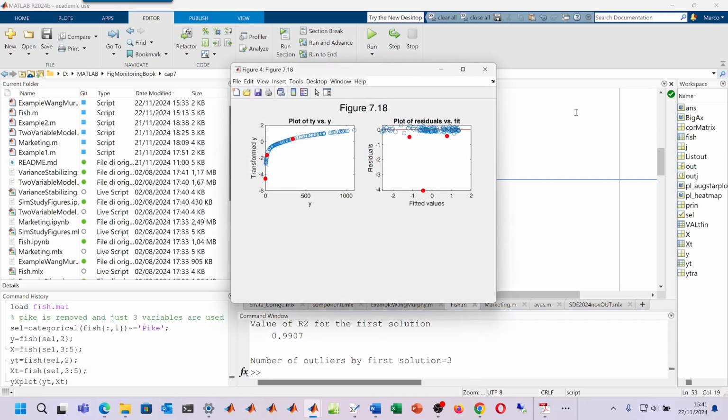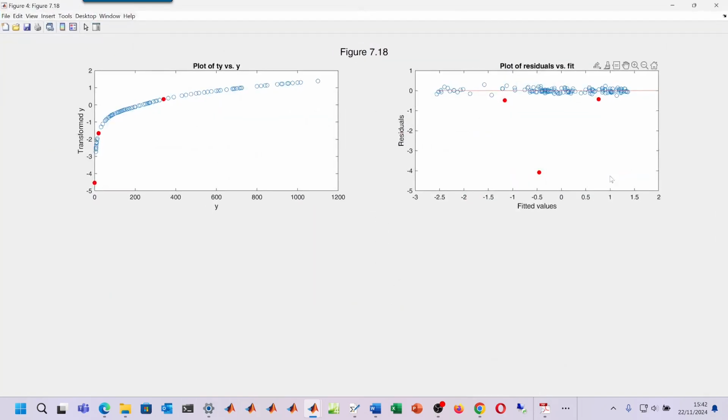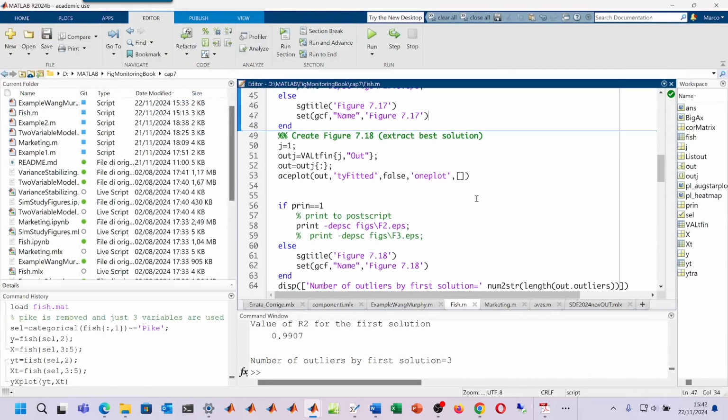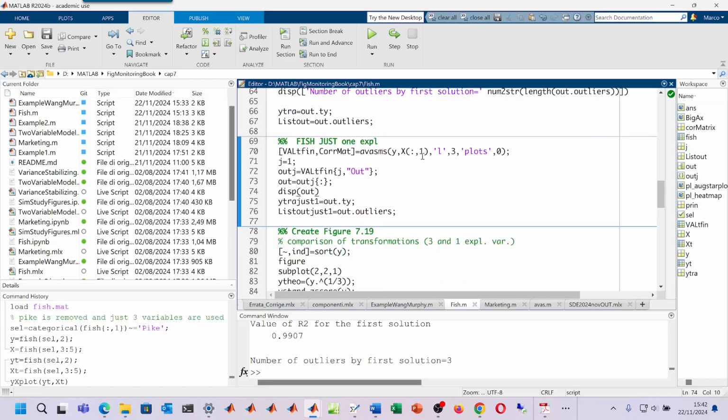We find three outlying observations. You'll notice that in the right-hand panel there is an extreme outlier down there at the bottom. This is the one that we commented on before when we were looking at the data. And then two other outliers. Okay. So now we restrict to considering just the first explanatory variable.